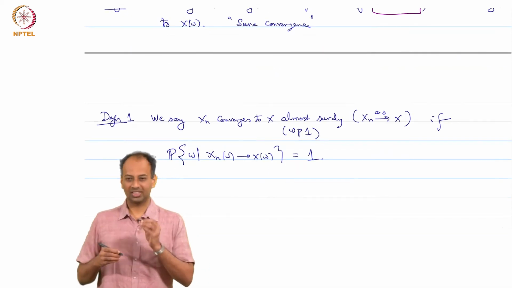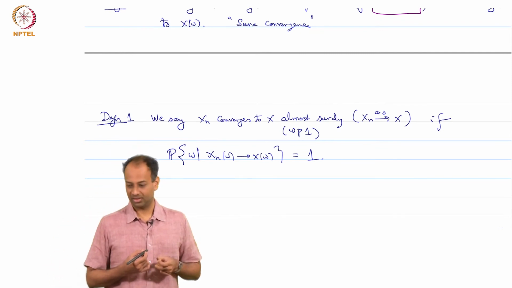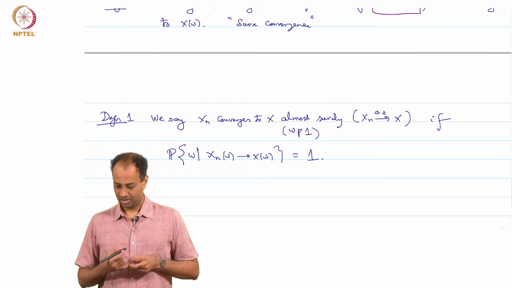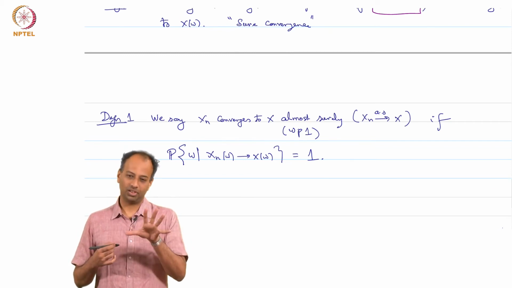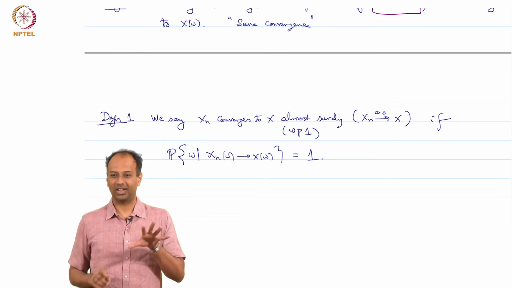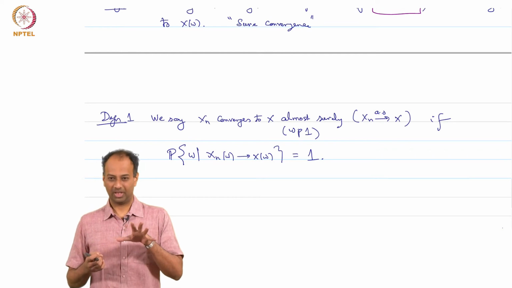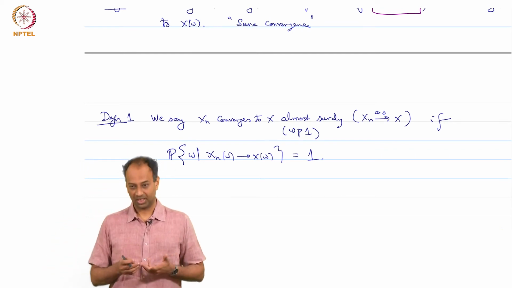The little omegas that you are leaving out have 0 probability, that is all that it means. So, the set of little omegas where this convergence takes place is a subset of the sample space which has full probability. There may be a few little omegas where the convergence does not take place, but the set of omegas where this convergence does not take place has 0 probability.